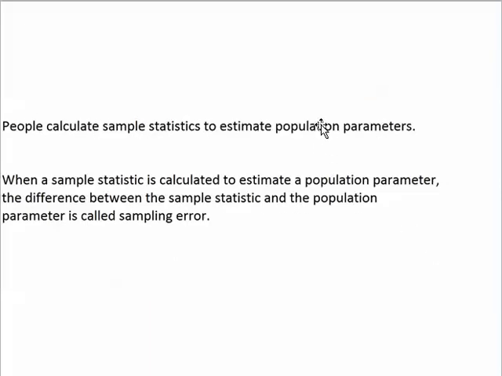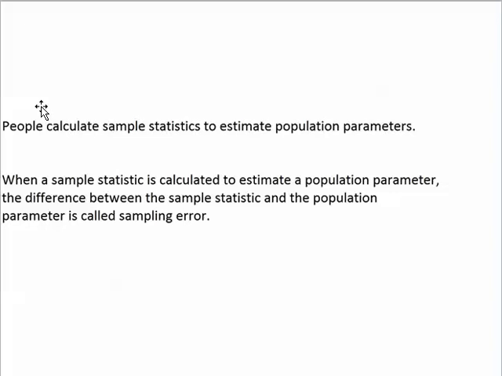Usually people can't calculate population parameters. To calculate a population parameter, you have to have data from an entire population. Researchers are typically interested in population parameters, but they can't calculate them because they don't have enough data. Since people can't calculate population parameters, they do the next best thing. They collect data from a sample, and then they calculate a sample statistic to estimate the population parameter that they're interested in.